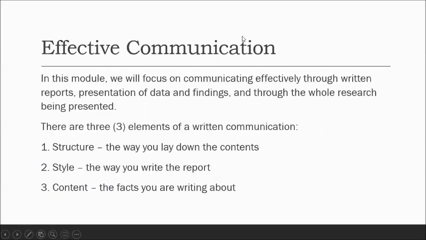Okay. So, to be able to come up with a good research, importante yung communication. Pag sinabi natin communication, hindi lang siya oral, okay? Hindi lang verbal, but also written. So, in this module, we will focus on communicating effectively through written reports, presentation of data and findings, and through the whole research being presented.